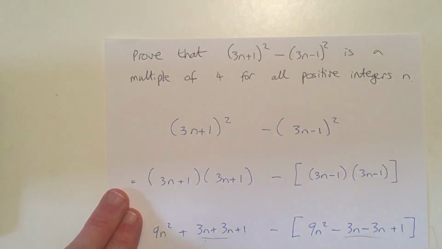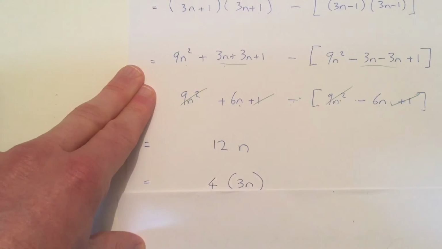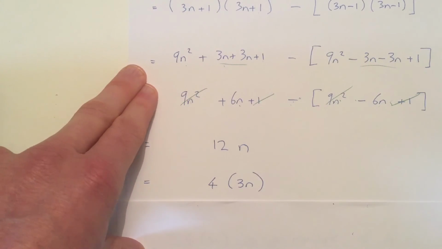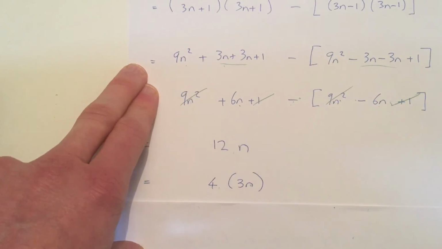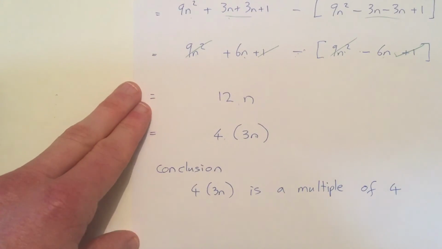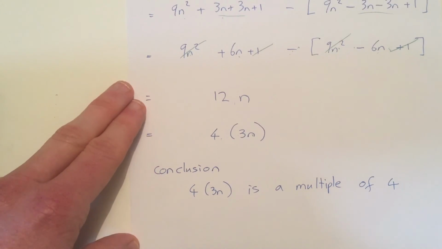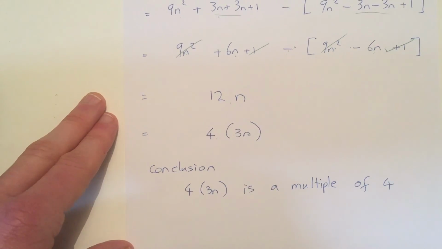Then I wanted to show that this is a multiple of 4. So to show that, I'm going to factorise a 4 outside. I'm going to write it like this: 4 times 3n. I know that 4 times 3n is the same thing as 12n, but what that does is it allows me to show easily that this is a multiple of 4, as well as obviously being a multiple of 12. So there we go.